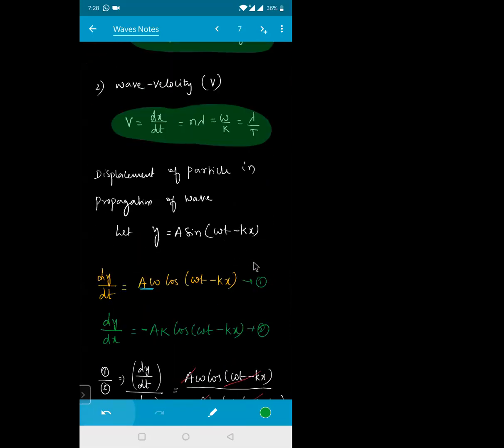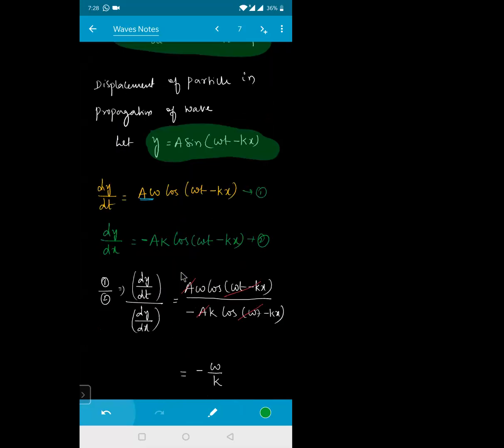Now the displacement of the particle in the propagation of a wave is given by y equals a into sine of omega t minus kx. If I'm differentiating this with respect to time, dy by dt, I get a omega into cos of omega t minus kx, and dy by dx gives me minus of a k into cos of omega t minus kx.